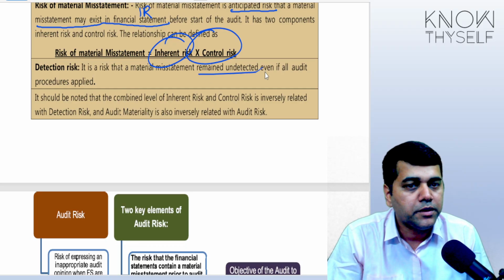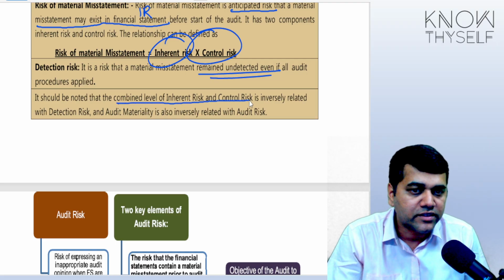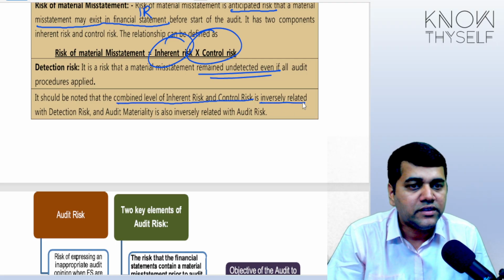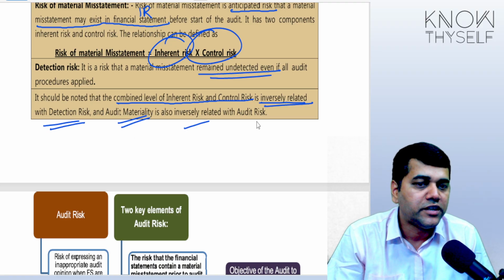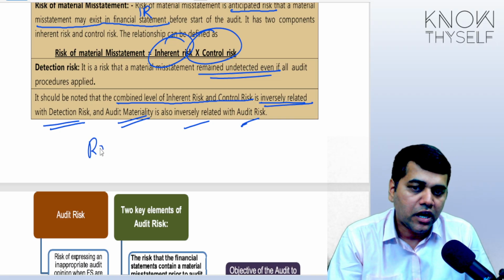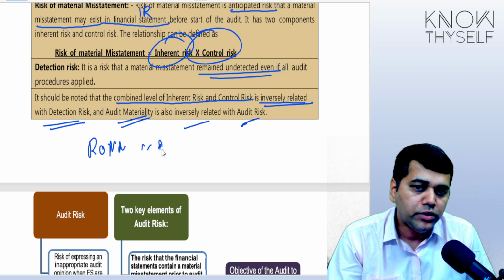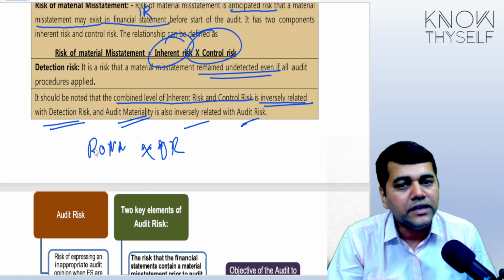Detection risk is the risk which remained undetected. It should be noted that the combined level of inherent risk and control risk is inversely related with the detection risk, and audit materiality is also inversely related with the audit risk. Okay, what is it that they are trying to tell? That means your ROMM and DR are inversely related, interrelated.